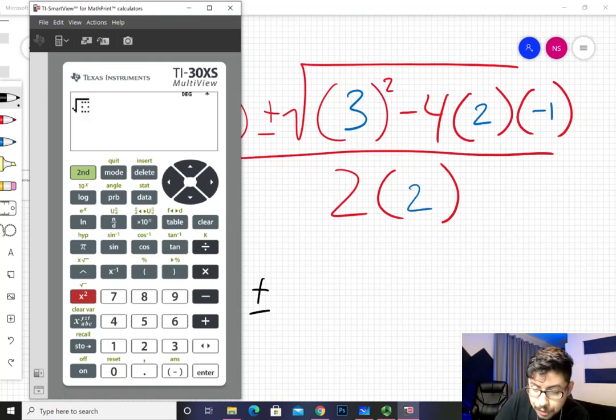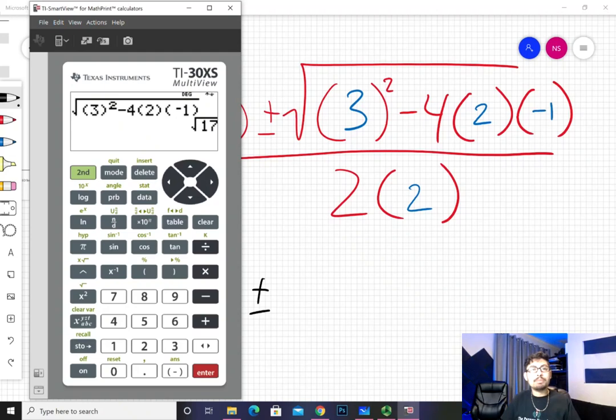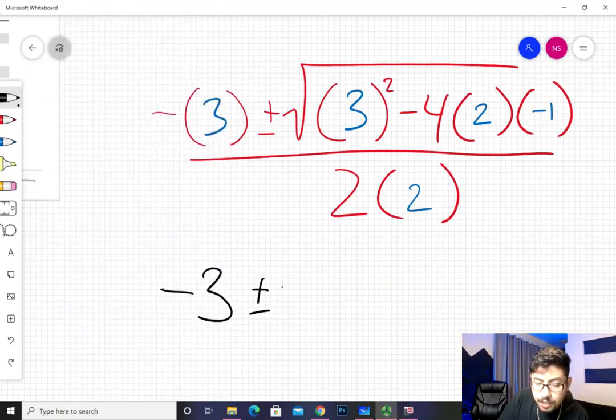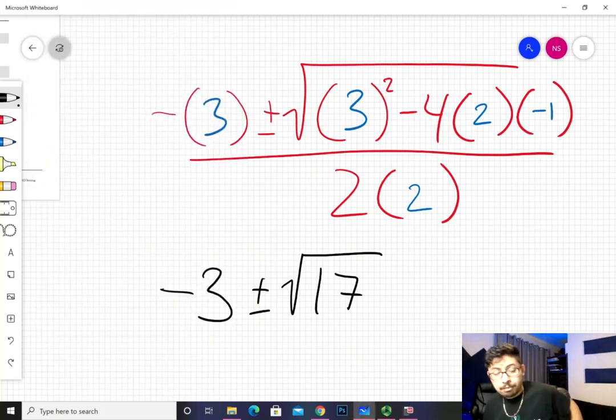So we put the square root sign, we put parentheses, 3 parentheses squared minus 4. Don't use the negative there. We got to use the minus. That's an operation. 2 times -1. And then boom. So you get the square root of 17, and it still gives you, as you can see in the calculator, the square root sign. Those ones might happen from time to time, right?